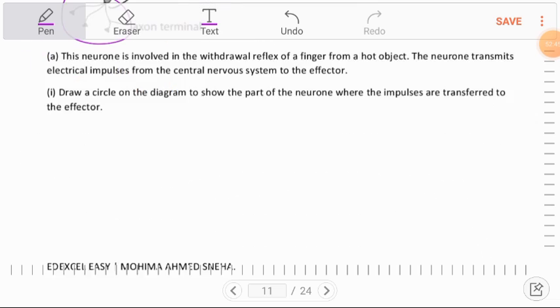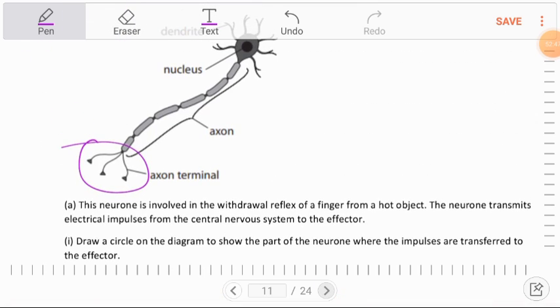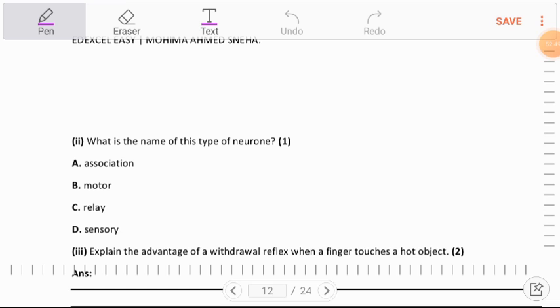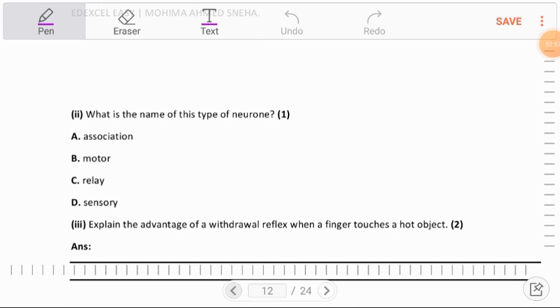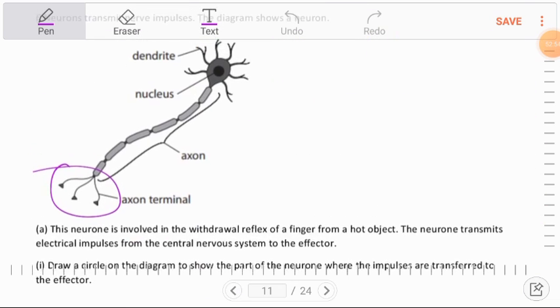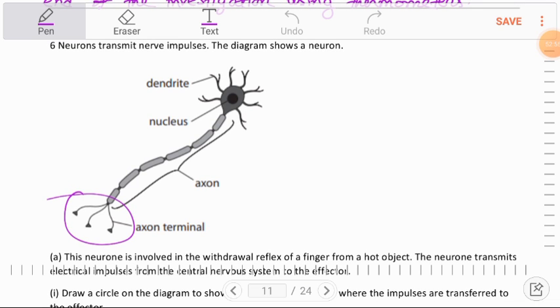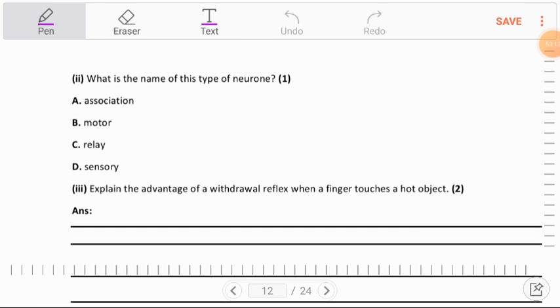Then moving to part A2. What is the name of this type of neuron? We can see that this cell has the cell body at one side of the entire structure. It has a very long axon and it has small dendrites connected to the cell body. So which means that it is option B, I guess, motor neurons. So option B is the correct answer, motor neurons.